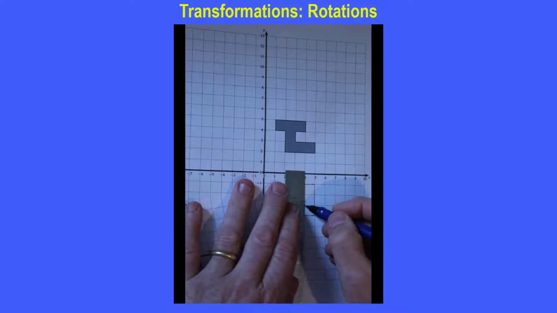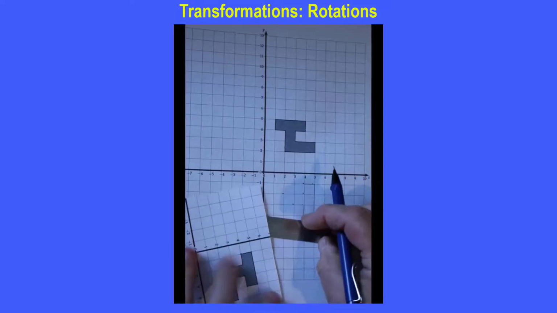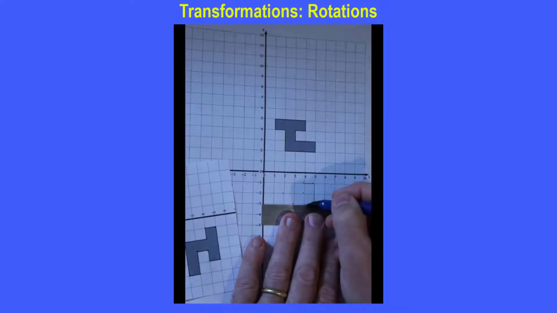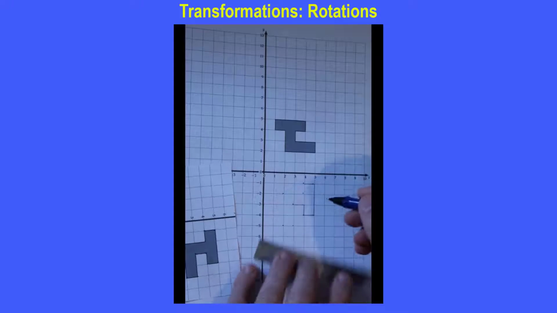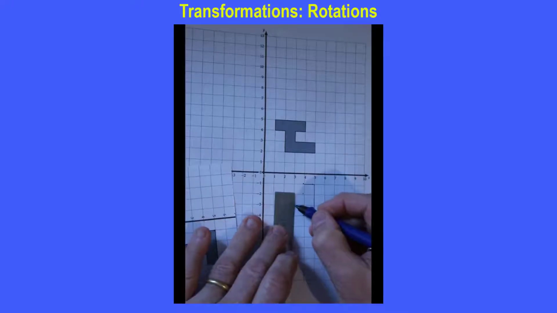Okay, so I know that it's going to go up there. Okay, and I can just have my other shape next to me so I can copy it. So it's going to go across there. It's going to come down here.